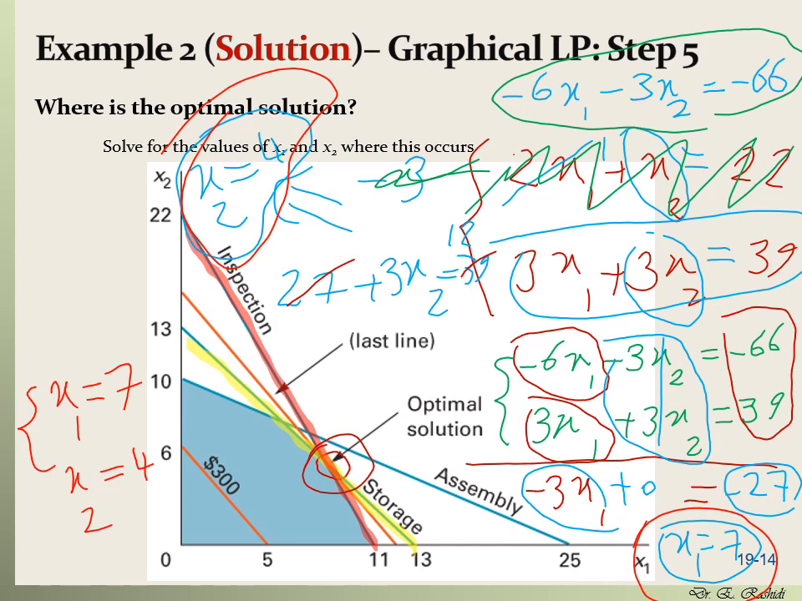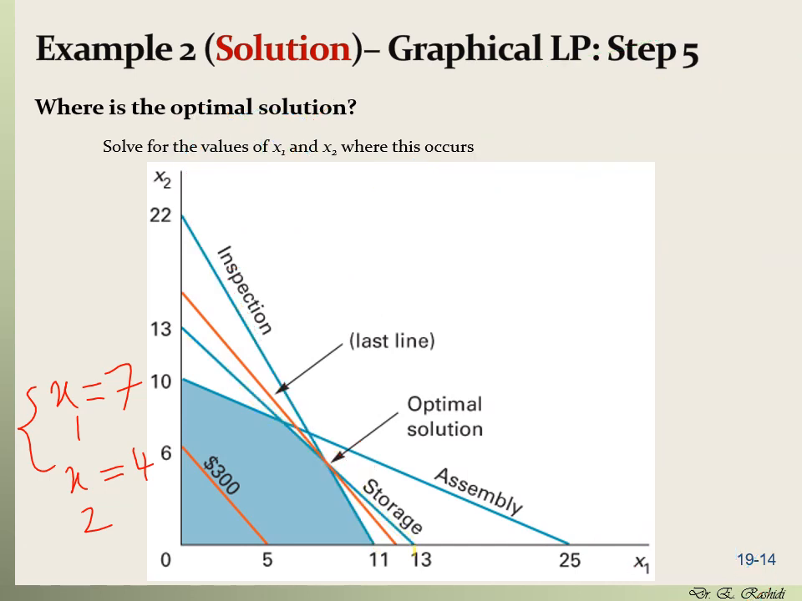So let me clean everything else. All right, so the coordinates for this point are x1 equal to 9 and x2 equal to 4, and this is our optimal solution. I'm going to put a star above these two, which indicates that these are special because these are the optimal solution. And we can actually find our optimal value.